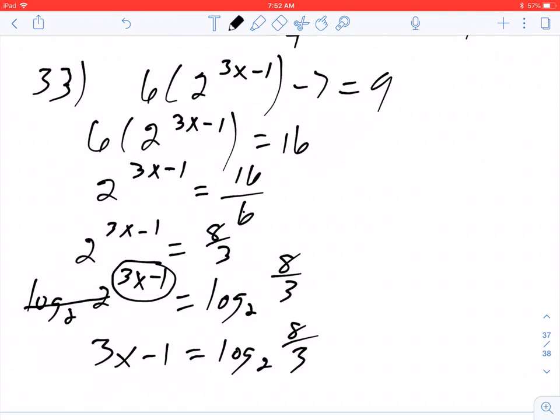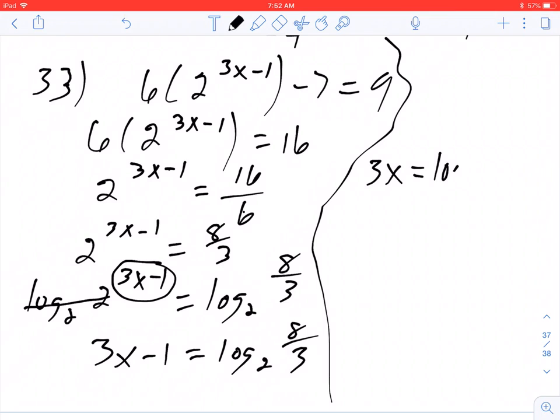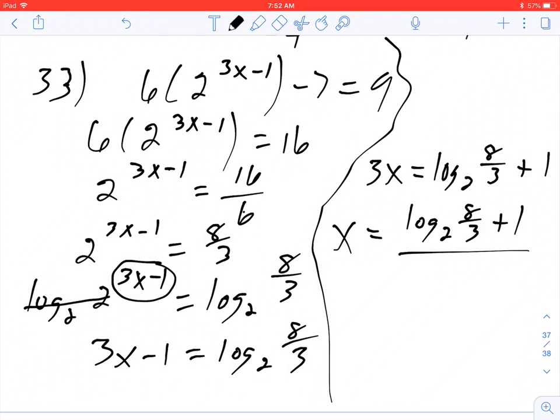Now from there, I've got to add 1 to both sides and then divide everything by 3. So 3x equals log base 2 of 8 over 3 plus 1. No, you can't combine them because you'd have to log 8/3 first before you add 1. And then the last thing we would do is divide everything by 3. So it's log base 2 of 8 over 3 plus 1, all of this divided by 3.